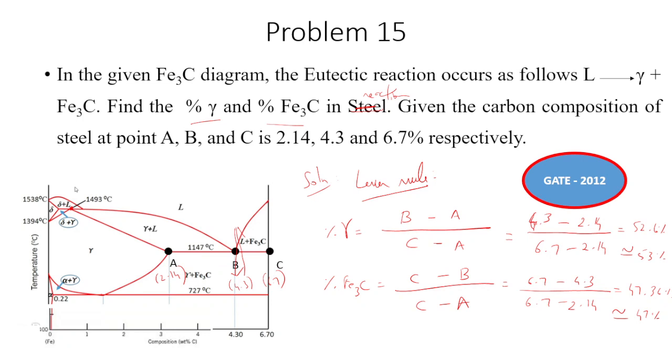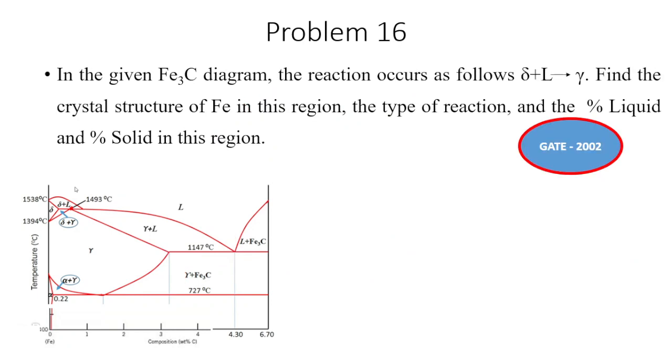So this is the value of percentage gamma and percentage Fe3C. This is a simple problem. This is clear, right? You can go for the next one. Yes, sir. Thank you. So next we will see a similar problem, but slightly tricky.